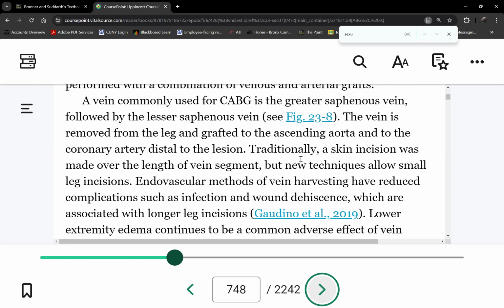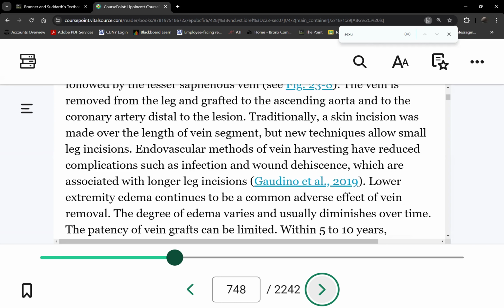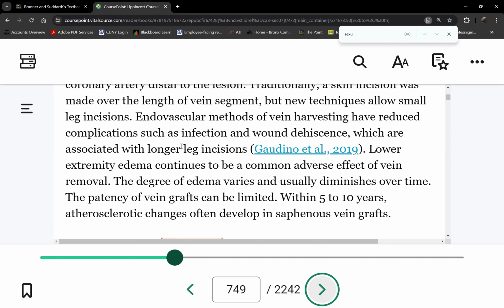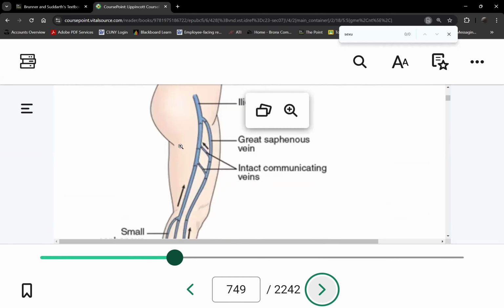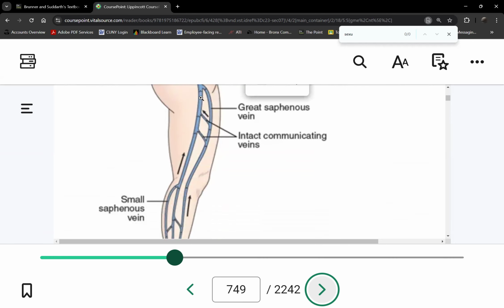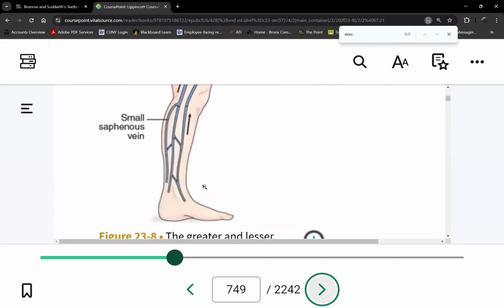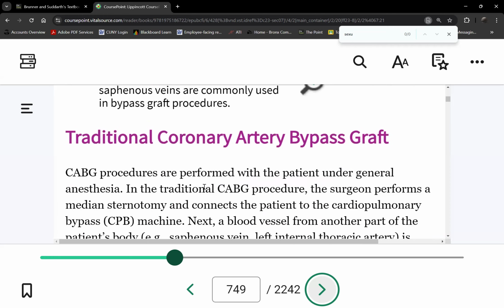So again, we don't do this anymore. No more of the long leg incision, so small, just a 2 inch, sometimes 1 inch incision, depending on the surgeon. So you'll watch the harvest site. That's one of your post-op sites, your surgical sites.